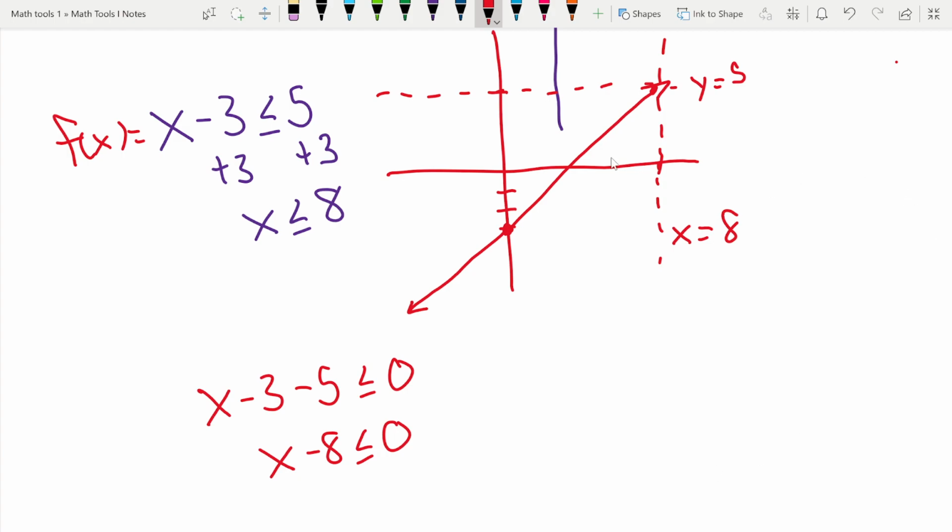So in other words, what we're doing with this line is taking it and moving it down 5. And now that we moved it down 5, we want to look at where it is less than or equal to 0. And it's going to give us those same values, the same values where x is less than or equal to 8. So it's an equivalent problem. We just move everything towards 0. And like I said, it'll be more common in the nonlinear inequalities because it's more convenient for us to solve those problems when they're equal to 0. Okay.